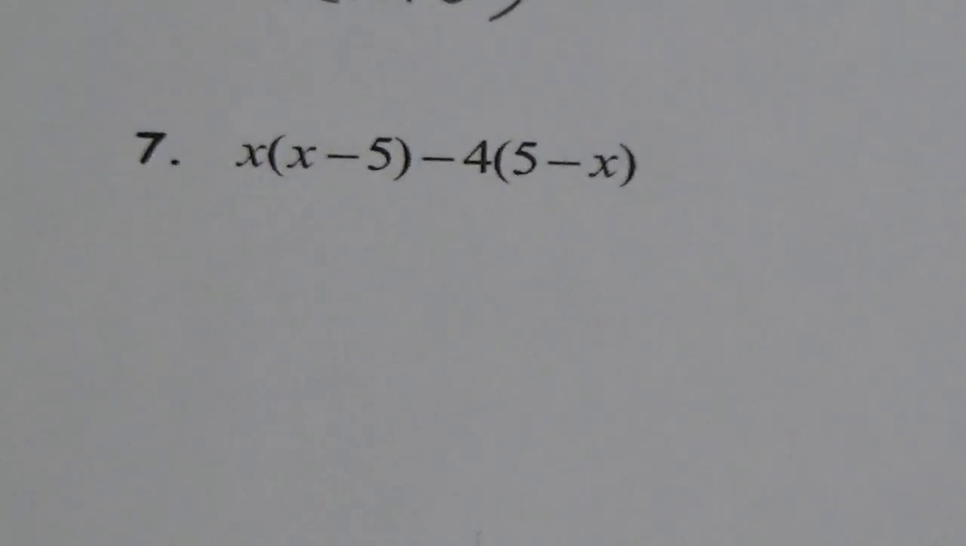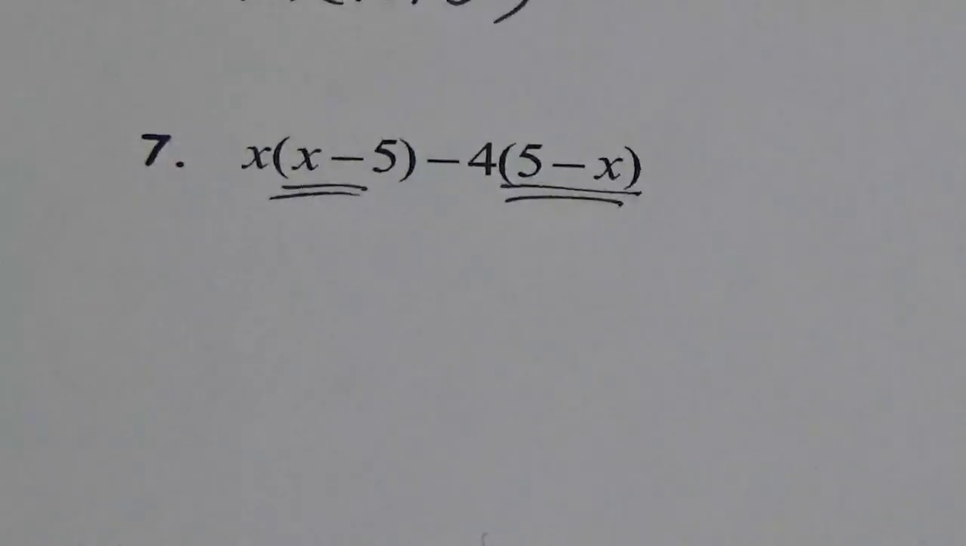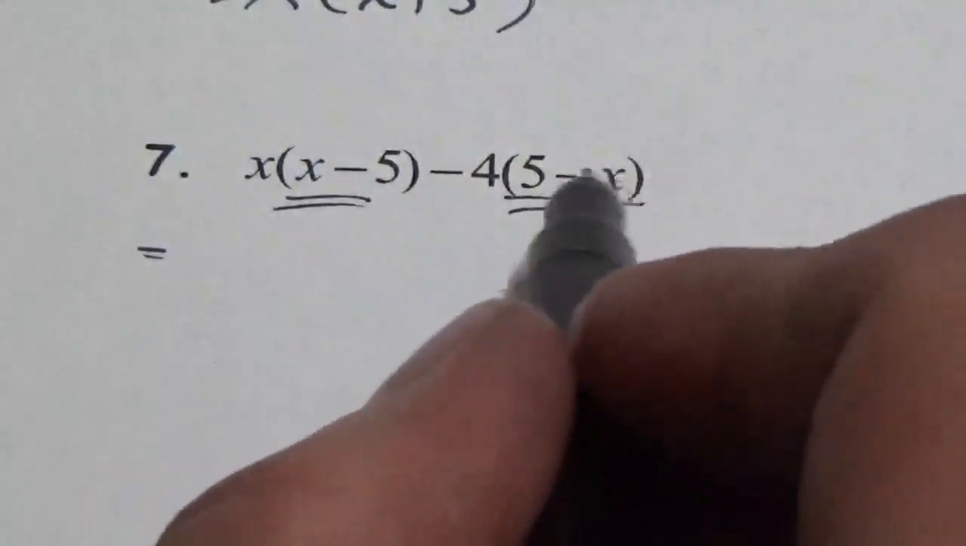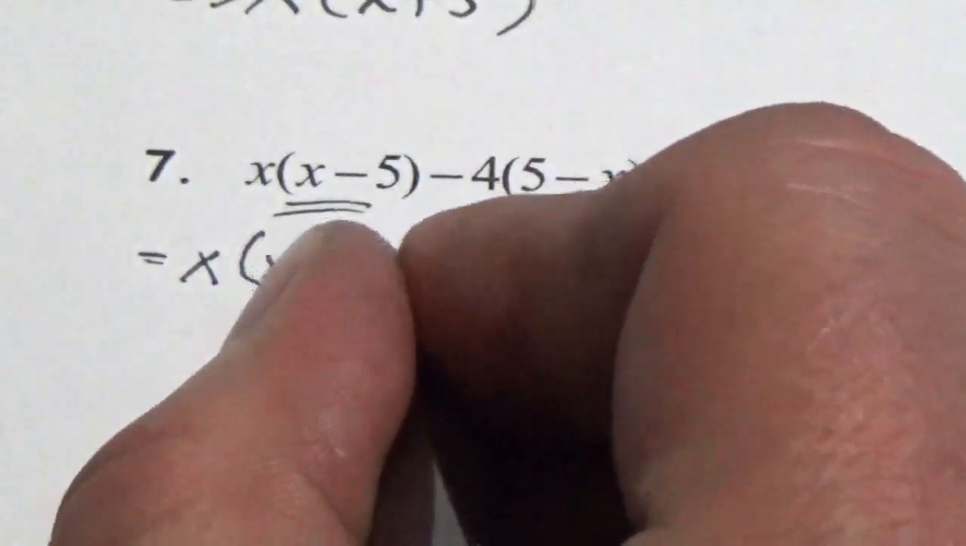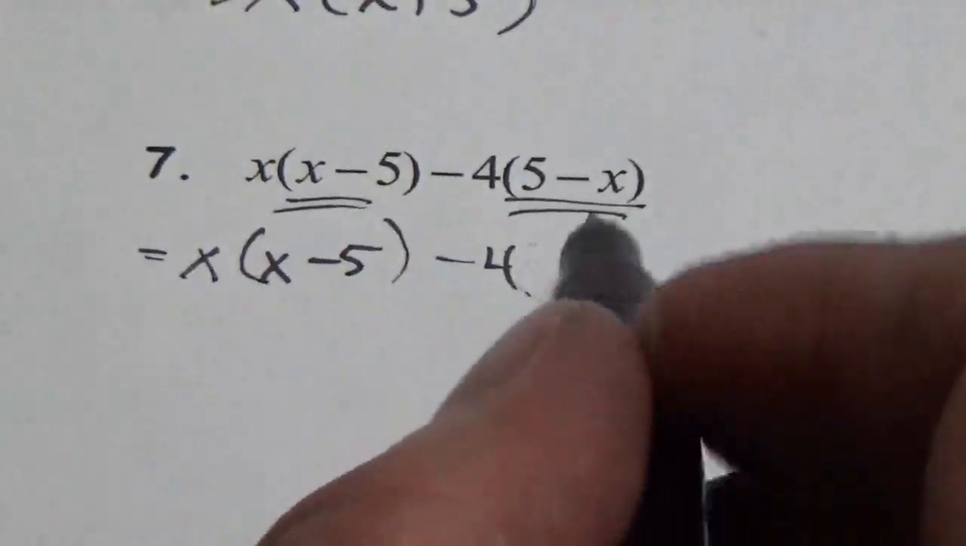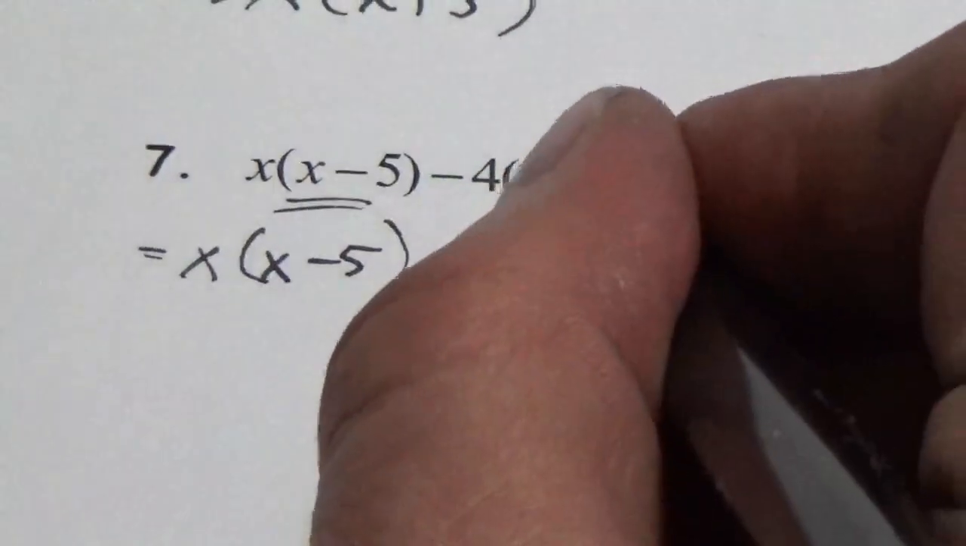Now, I want to take a look at this one over here. This is a very similar sort of problem, but notice that the binomial factors here are not the same. But you know what? I can get around that. This one right here doesn't look really pretty to me. I don't like the fact that the 5 is in front of the x here. So I'm going to make this look pretty first, and then I'll deal with the factoring. So first of all, I'm going to reinterpret this subtraction as adding a negative.